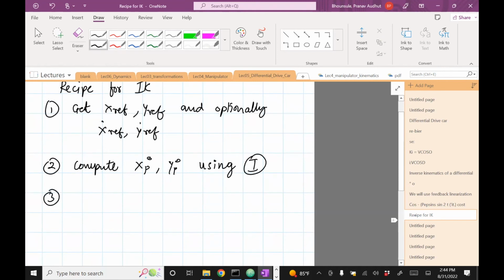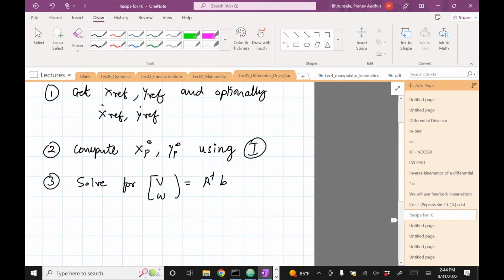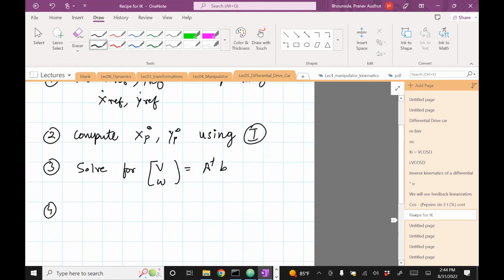Third step is to solve for v and omega, which is, as I told you, A inverse B. Fourth step, once we've got v and omega, we can compute x dot C, y dot C.